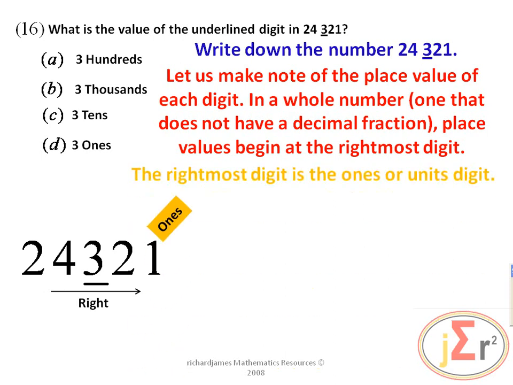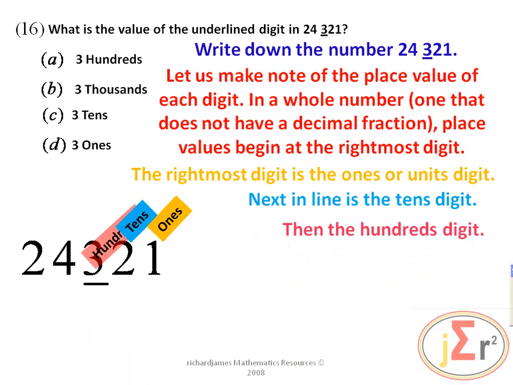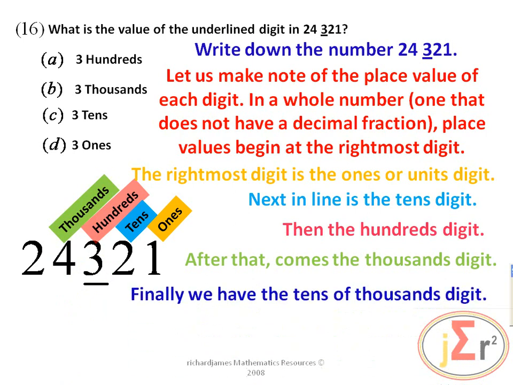And the first one that we have there is our ones digit. Then next beside it, what do we have? Tens digit. Then after the tens digit, we have our hundreds digit. And after the hundreds digit, what do we have? Thousands digit. And then after the thousands digit, what do we have? The tens of thousands digit. So tens of thousands.